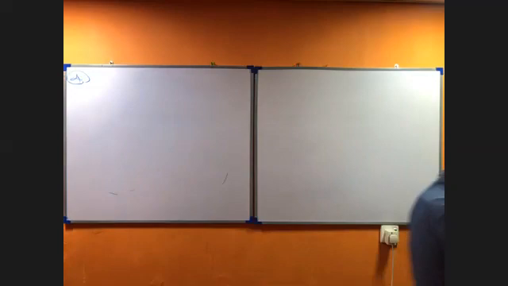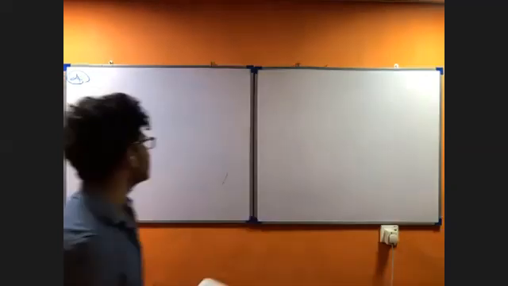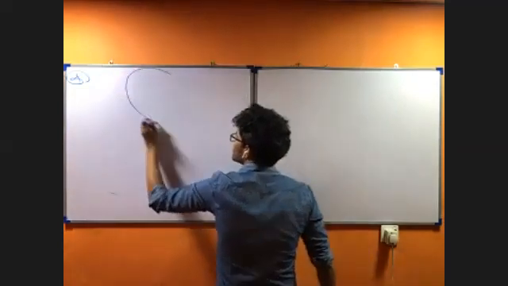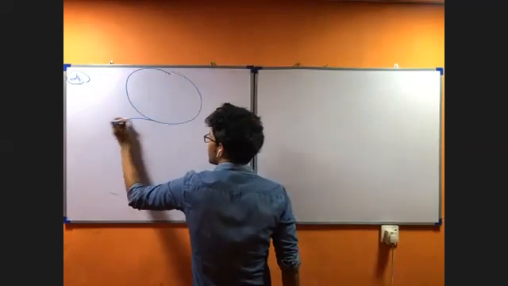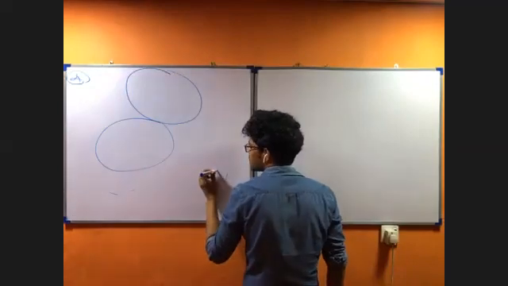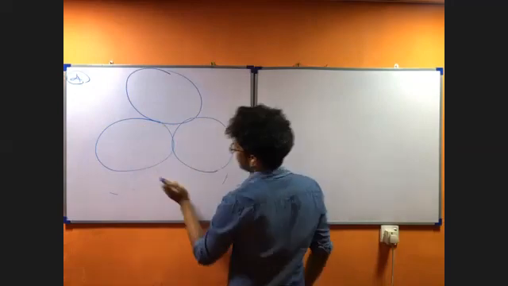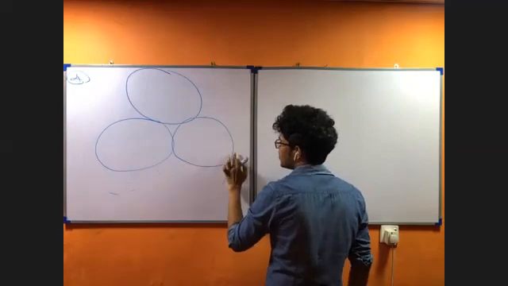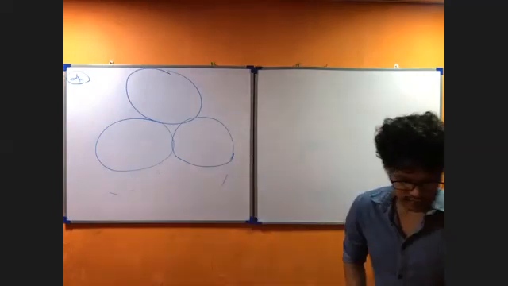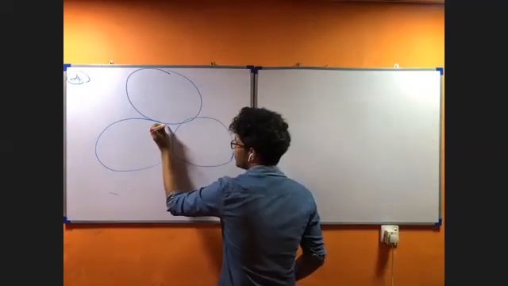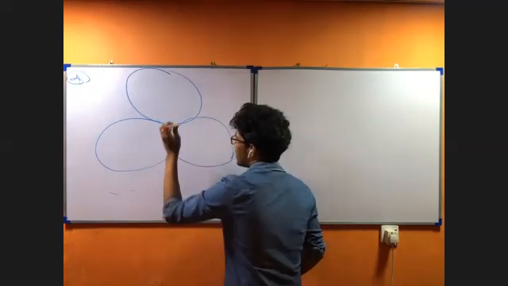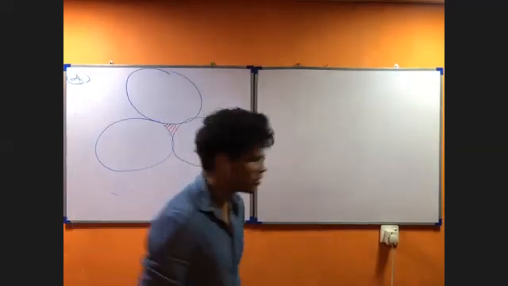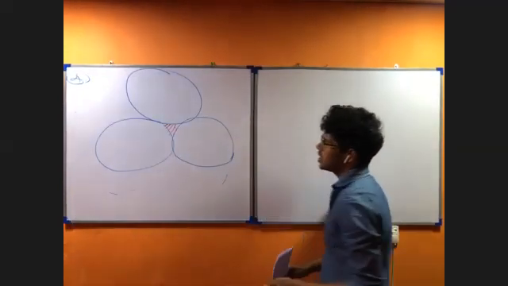Okay, so what does the question say? Here we have 3 circles. We have one circle, another circle, and a third circle. My drawing is kind of crooked, never mind. In these 3 circles, we have this enclosed area at the center. They are asking the first question: find the perimeter of the shaded region.